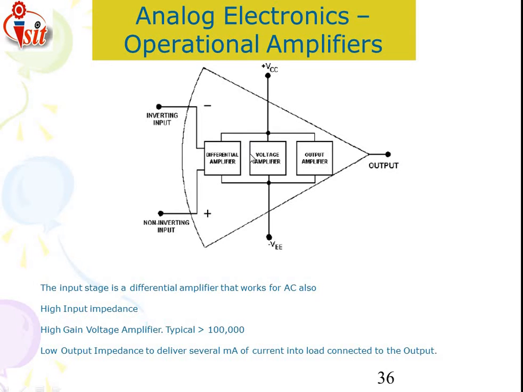First, we are applying the VCC input to the voltage amplifier and minus VEE input to the voltage amplifier. Then the input stage is a differential amplifier that works for AC, also with high input impedance. The high gain voltage amplifier, which is typically very much greater than 10,000, and the low output impedance deliver several milliamperes of current into the load connected to the output.